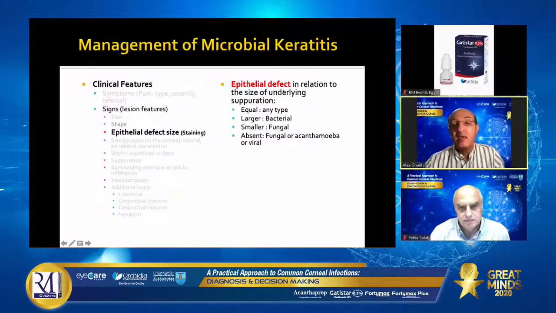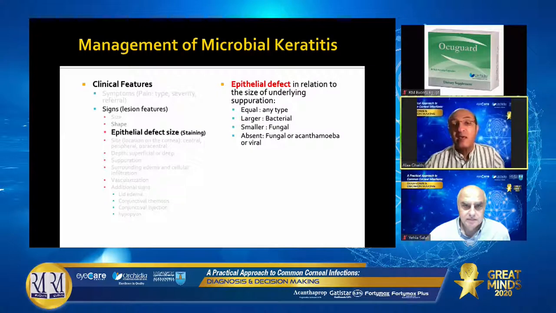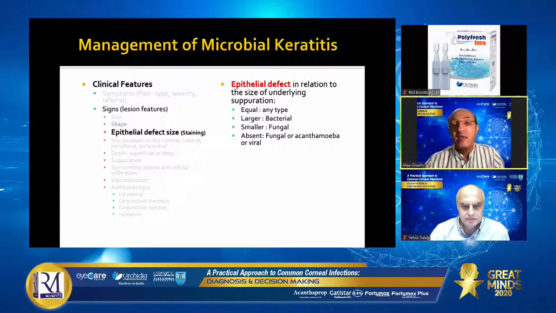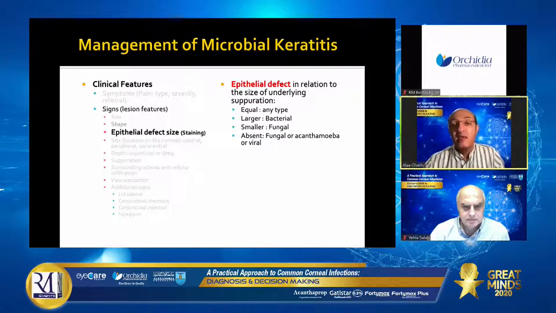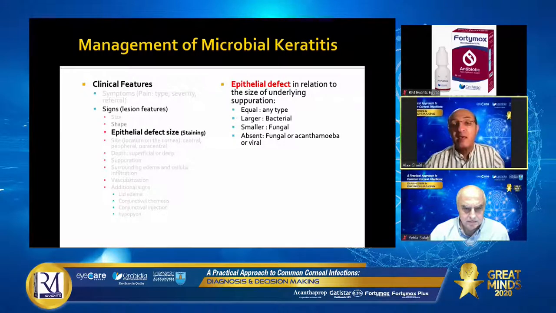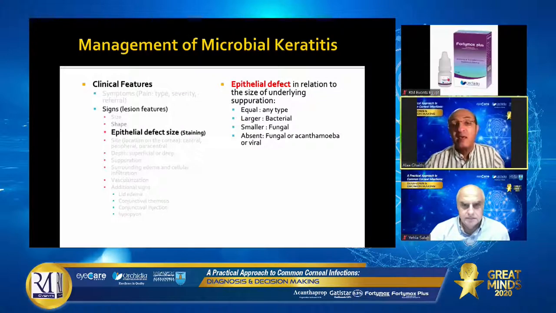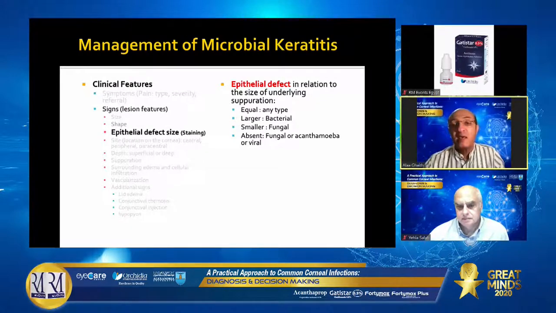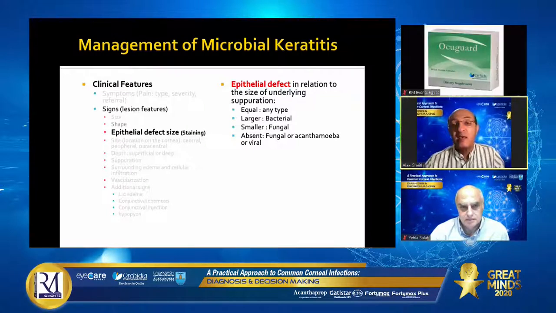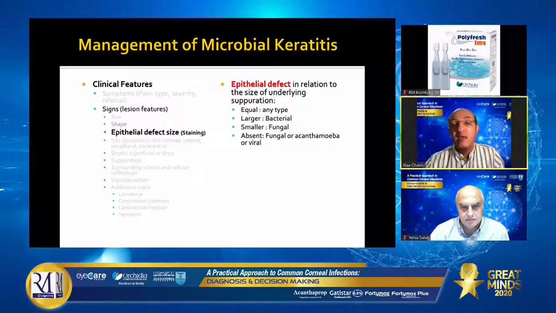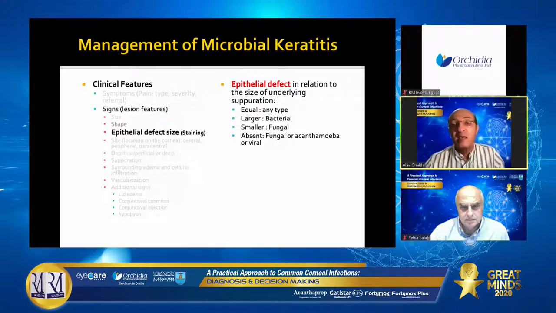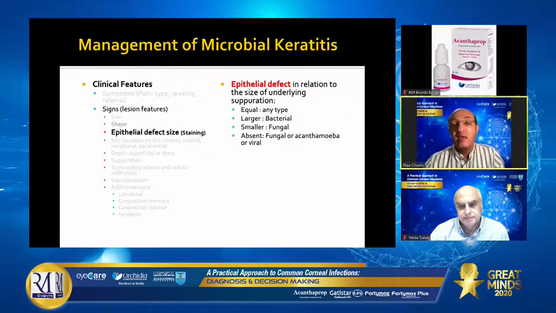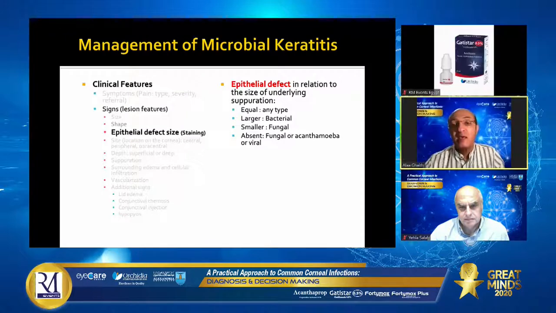The epithelial defect: you have to stain any patient with microbial keratitis, and you have to correlate the size of the epithelial defect with the size of the underlying suppuration. If the epithelial defect is equal to the size of the suppuration, this can mean any type of infection, bacterial or fungal. If the epithelial defect is larger than the suppuration, as in the previous photo, it is bacterial. If the epithelial defect is smaller than the underlying suppuration, it is a fungal one.